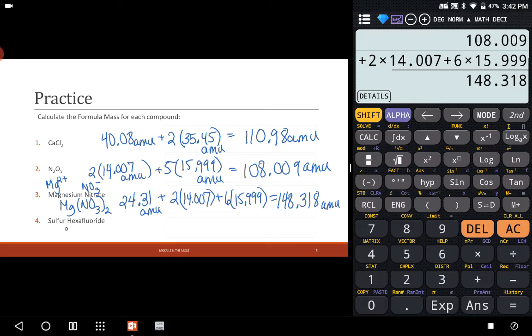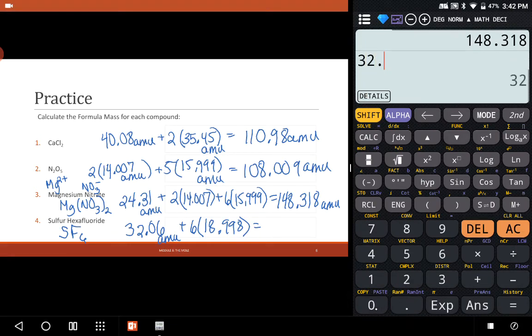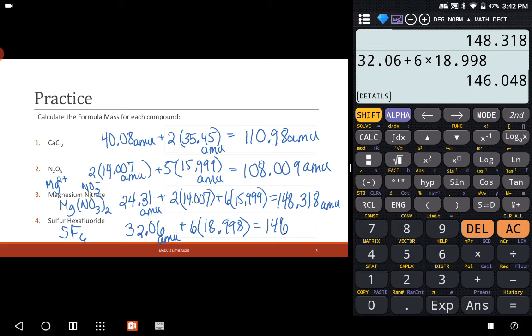And then sulfur hexafluoride, that's a molecular compound, so that's 1 sulfur and 6 fluorines. That's 32.06 AMU plus 6 times 18.998. So 32.06 plus 6 times 18.998, and that should be 146.048 AMU.